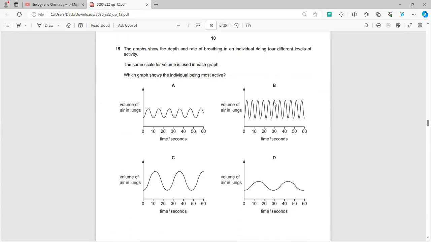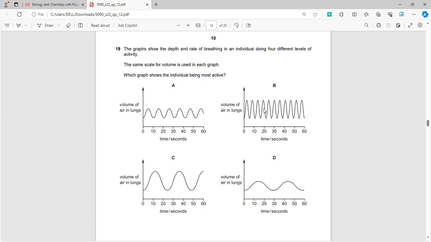Now, in question number 19, whenever a person is exercising, the body requires a great amount of energy. So in order for aerobic respiration to be able to maximize itself, the volume of air in the lungs has to be maximum.